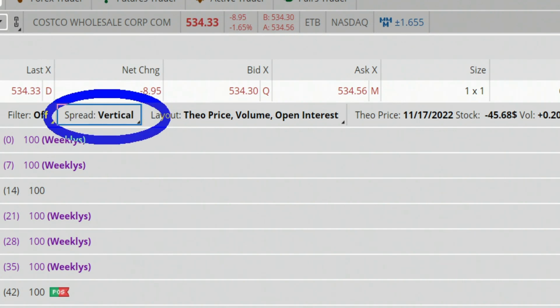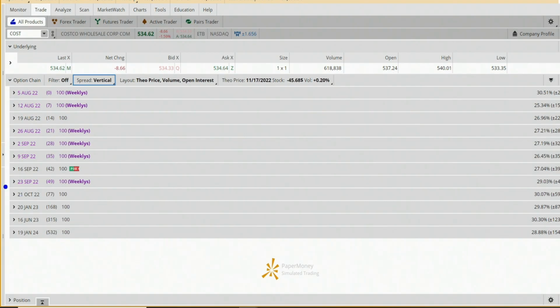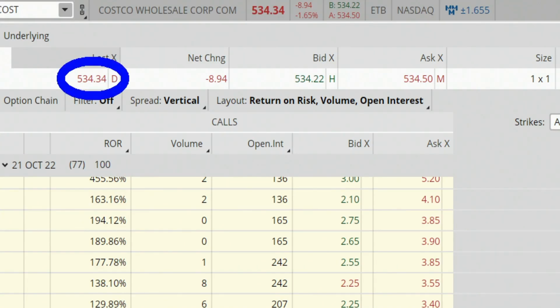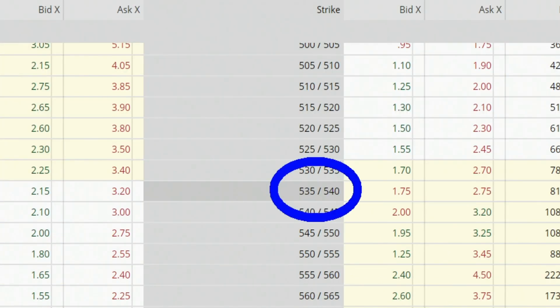When you do this, go to your option chain and make sure you're on vertical spreads. Or if you know how to, you can leg in one at a time. Pick the October expiration. As you can see, I've already entered into this trade for September expiration a couple weeks ago. Like we said earlier, Costco's around $335. So that's the strike price I'm going to look at, which is right here, $535 spread to $540.